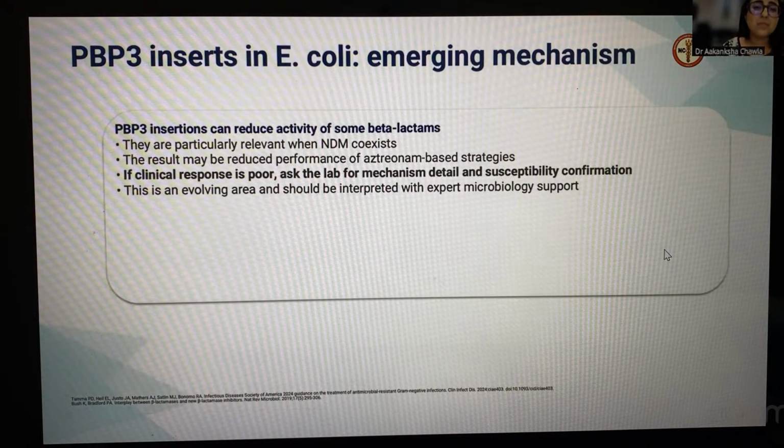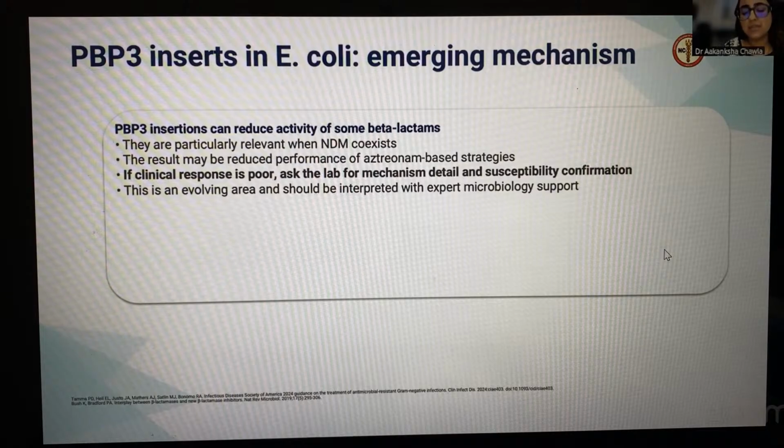This is why Pseudomonas becomes a difficult-to-treat bug. Then one of the emerging mechanisms that is recently being talked about is the penicillin-binding protein 3 inserts in E. coli, which can reduce the activity of some beta-lactams, and this is specifically relevant if the NDM coexists. So your aztreonam-based strategies will not be effective. If you've chosen an aztreonam-based strategy and you're not getting the desired response, you may have to recheck with your lab the underlying mechanism and recheck the susceptibility confirmation, because this is one of the emerging mechanisms in E. coli.